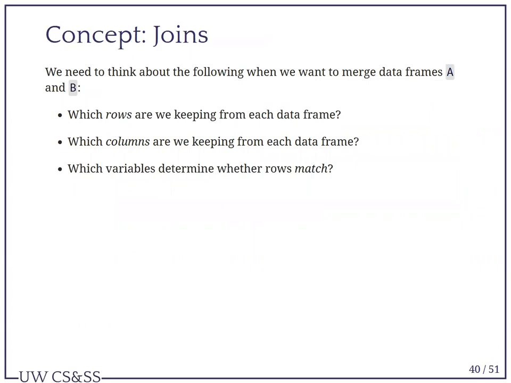So let's talk about what the concept is of joining. We need to think about the following whenever we want to merge data frames. We're going to call these data frame A and data frame B. The first question we want to ask: which rows are we keeping from each data frame? Then we want to ask, which columns are we keeping from each data frame? And then we want to ask, which variables determine whether rows match? So we want to know what rows we're keeping, then what columns we're keeping, and then what we can use to match them together.